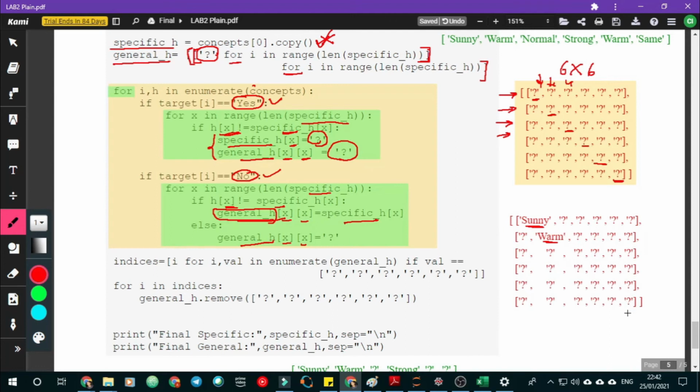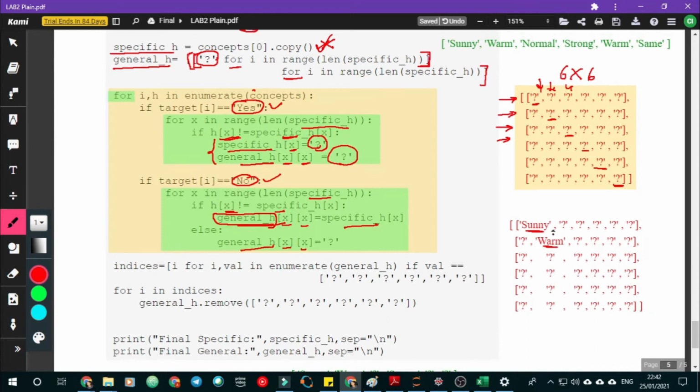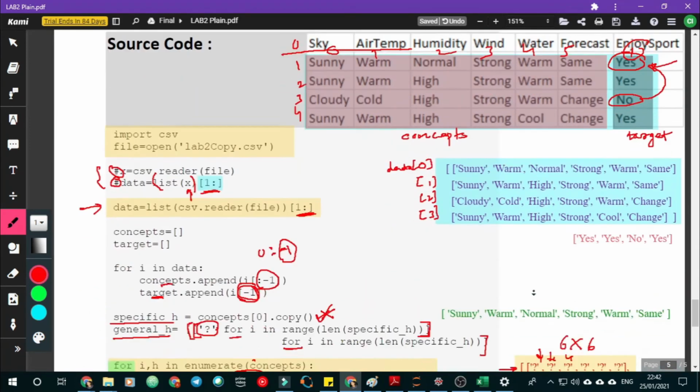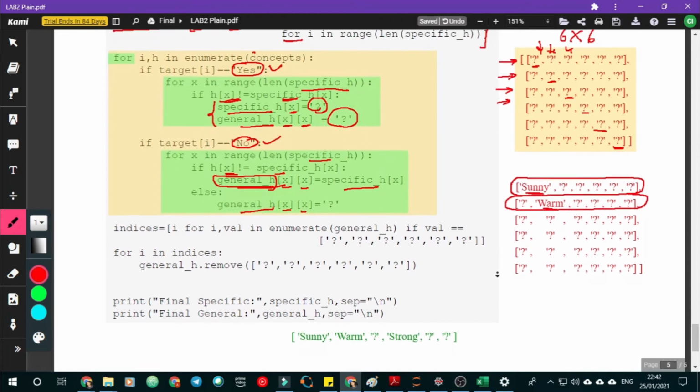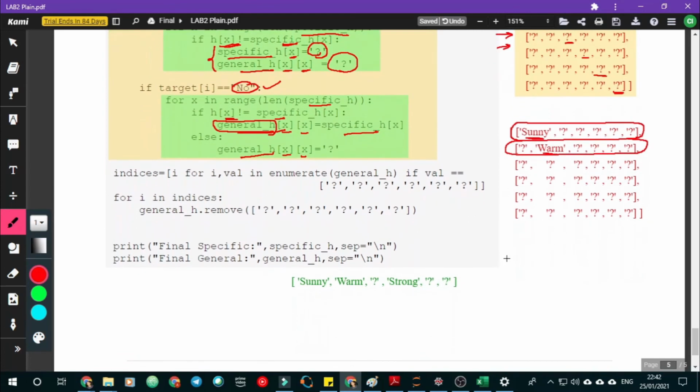Correct, mostly I got the same, only two values, right? We got in the general hypothesis only these two. This is the first one, this is the second one. Correct? And all others are question marks, that's why we have not included anything. Correct? And how to remove this? I need to remove this.